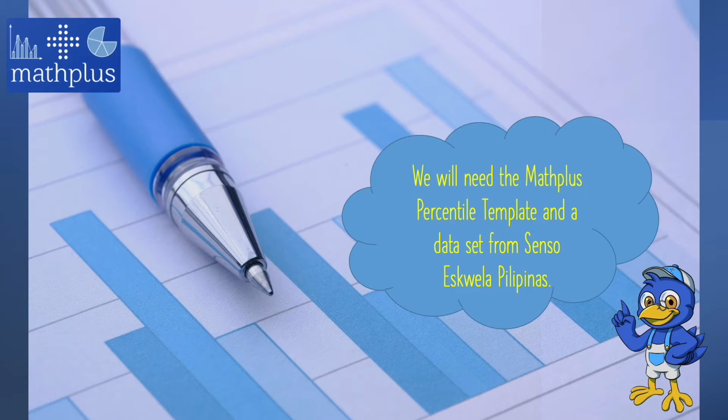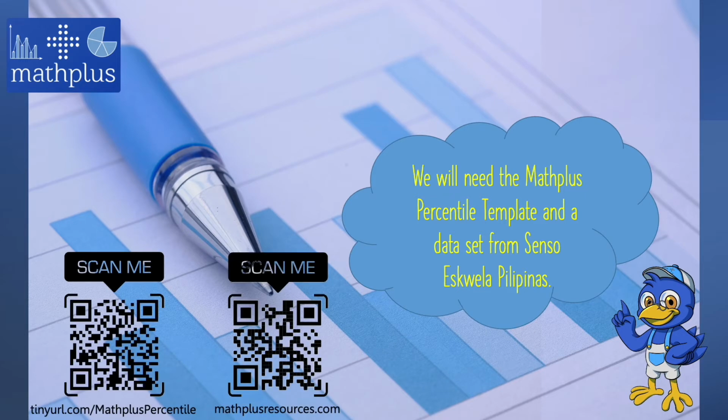For the Math Plus percentile template, you'll have to get it through the QR code that you see on the screen, the first QR code, or you can also access it using the link tinyurl.com/mathpluspercentile. For the dataset from Senso Eskwela Pilipinas, you can access it through mathplusresources.com. Don't worry, I'll be showing you how to download a dataset from SEP.